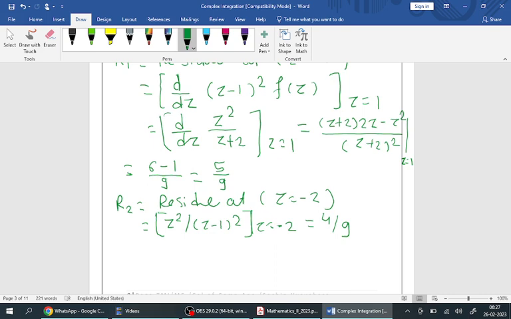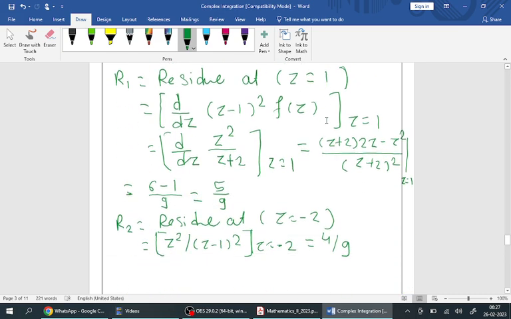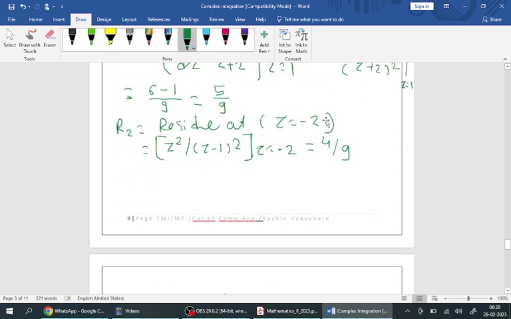Now the last thing, the question is: hence evaluate the integral of f(z) dz on the circle of radius 2.5. If you see the 2.5 circle, both the poles are inside the circle because 1 and minus 2 have magnitudes less than 2.5. Hence, by Cauchy residue theorem, as they are inside the circle, it is 2 pi i into (R1 plus R2). So that is the value of the integral.